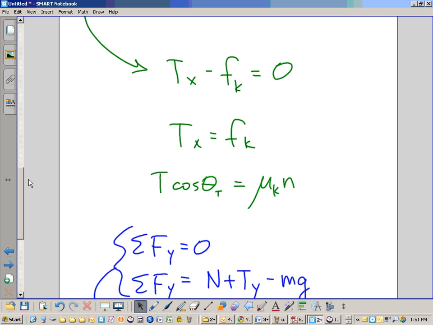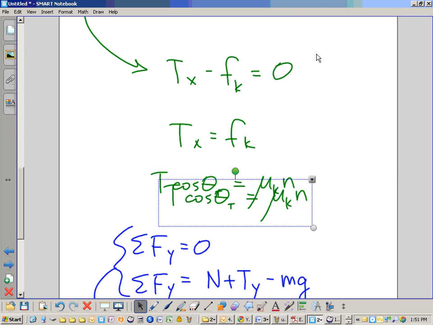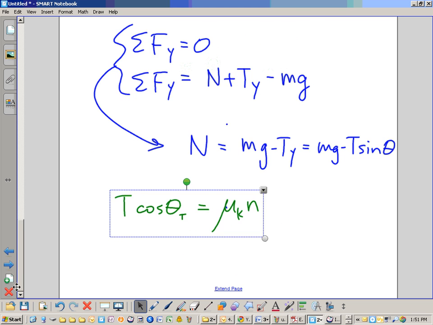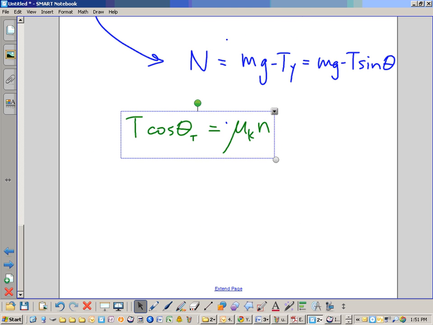All right, so now using that normal force, I have a capital N there and a small n here. But let's just take this whole thing right here and group it and clone it and drag it down here.